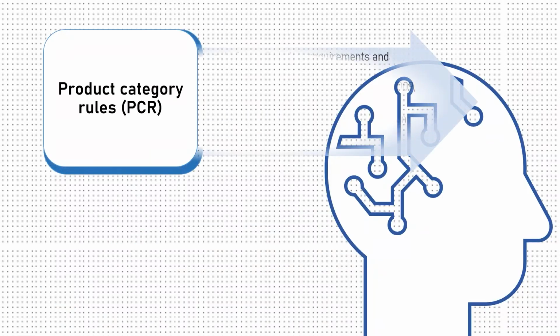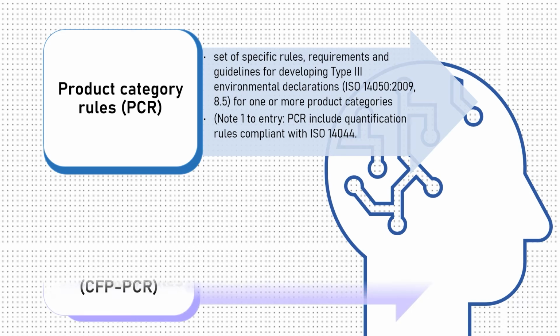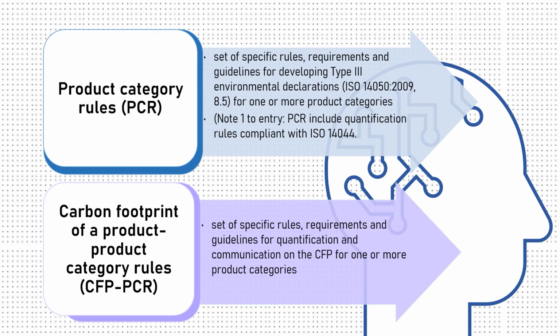A product category rules, PCR, is a set of specific rules, requirements, and guidelines for developing Type 3 environmental declarations, ISO 14025:2009, 3.5, for one or more product categories. Note 1 to entry, PCR include quantification rules compliant with ISO 14044. Carbon footprint of a product category rules, CFP PCR, is a set of specific rules, requirements, and guidelines for quantification and communication of the CFP for one or more product categories.